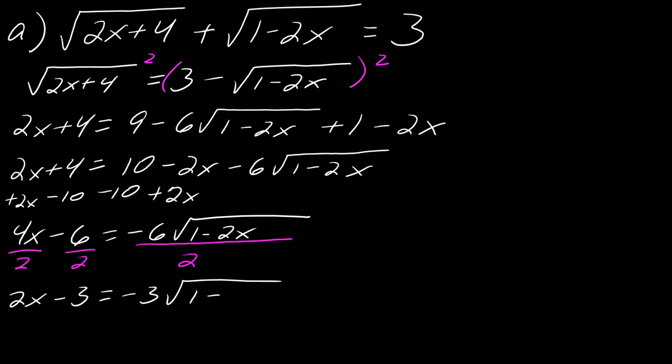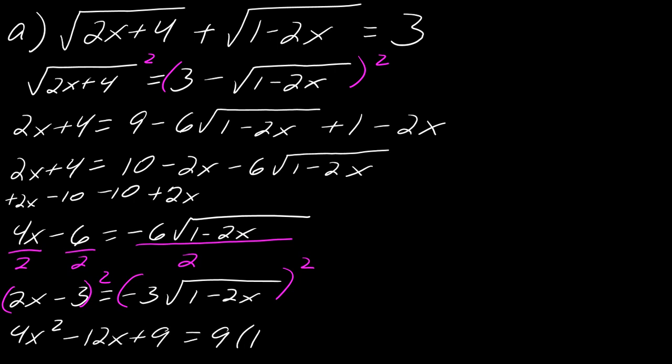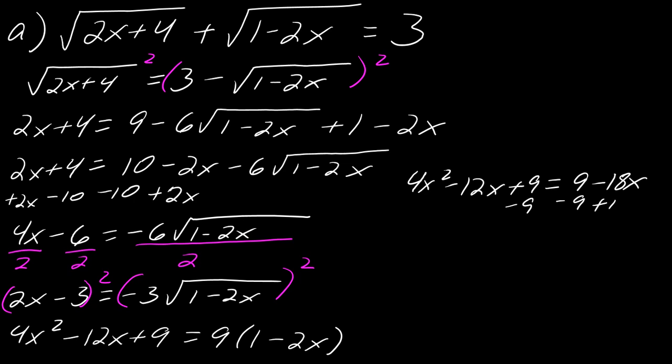So here's now what I have to actually FOIL out and square. So if I square both sides, this will give me 4x squared minus 12x plus 9, and this gives me 9 times 1 minus 2x. Okay, so I'm running out of some room here, so I guess I'll continue up here. This is 4x squared minus 12x plus 9, and this is going to equal 9 minus 18x. So now I can subtract off the 9, and I can add the 18x. So I get 4x squared plus 6x equals 0.